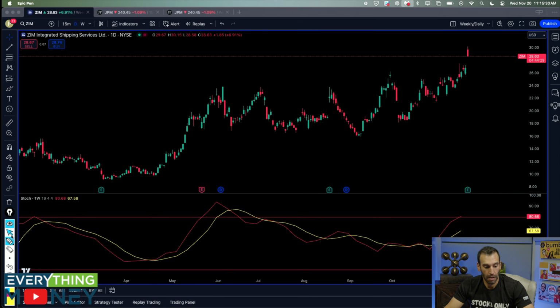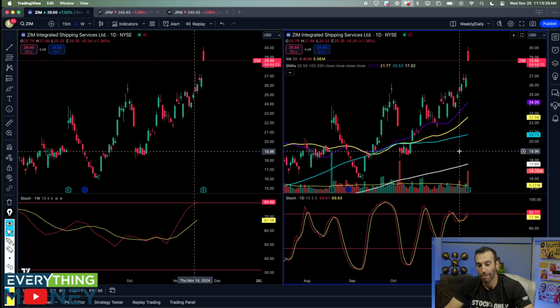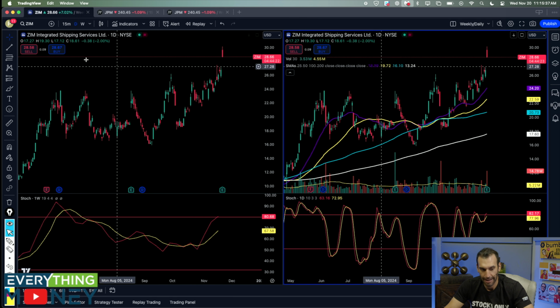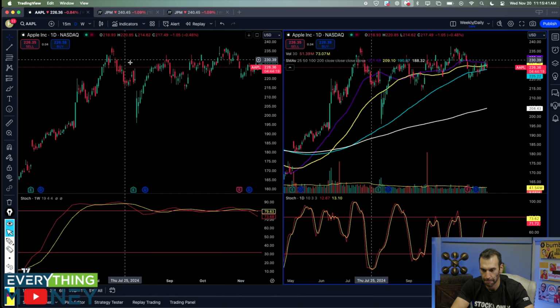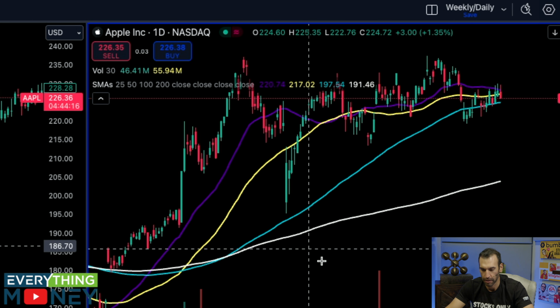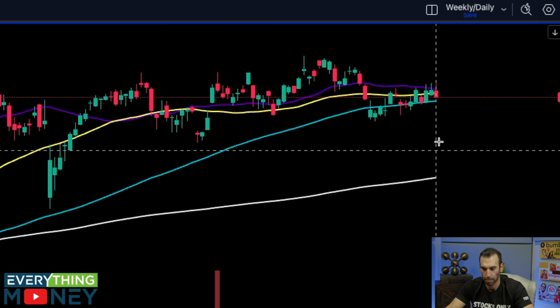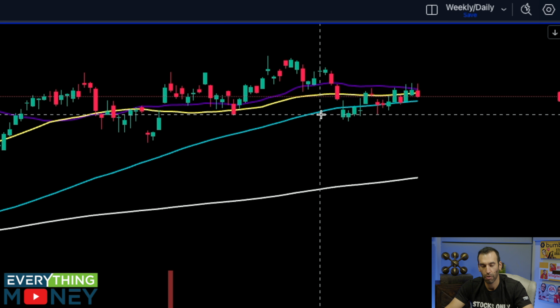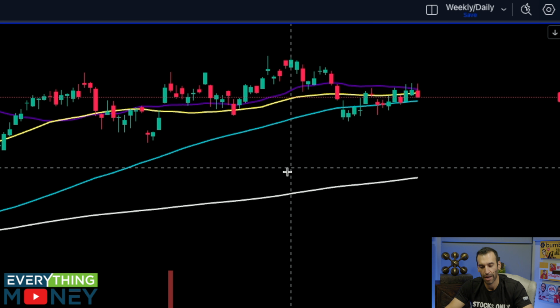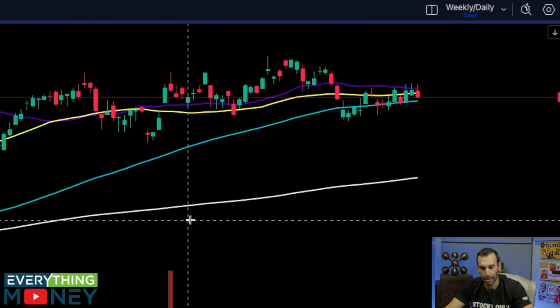Now, moving averages. Moving averages really kind of draw them in for you. So if we look at something like, let me see, I think Apple is a good example. Yeah, Apple is a good example. So again, our moving averages: purple is 25, yellow is 50, turquoise or blue is our 100-day moving average, and the 200-day moving average is white.